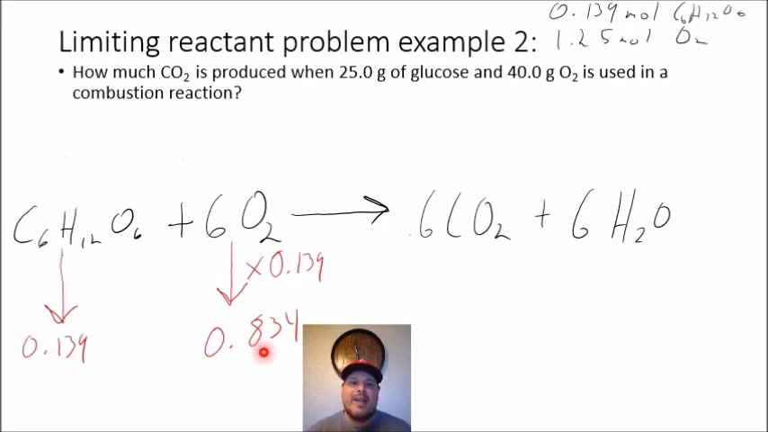So is glucose possibly my limiting reactant? Well, 0.834 moles of oxygen is used if I completely use 0.139 moles of glucose. If we look at how many moles of oxygen I added to this reaction, I had 1.25. There is excess oxygen, which means that potentially glucose is my limiting reactant. I won't know for sure until I do the other part, but for right now I know that to completely react all of the glucose, I only need 0.834 moles of oxygen. So in other words, glucose in this example is going to run out first.